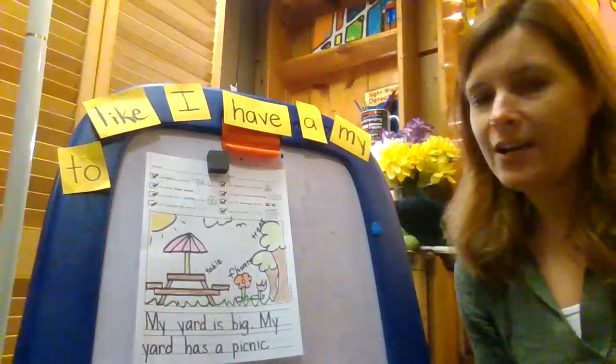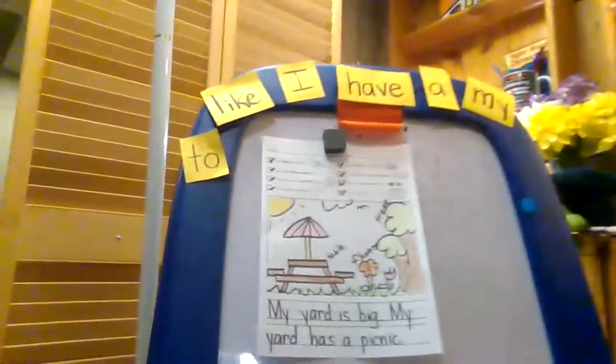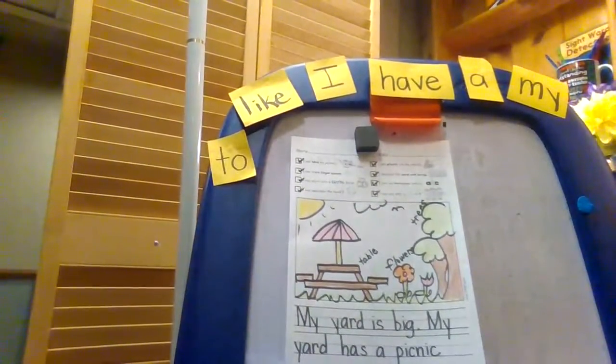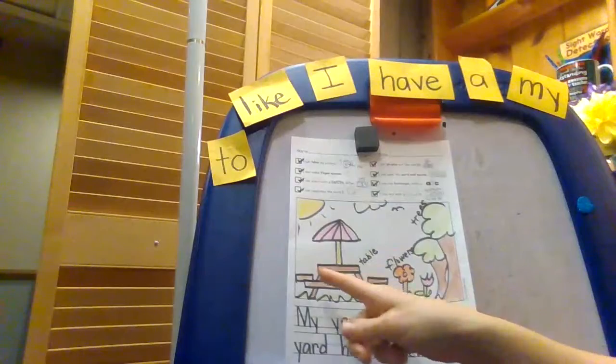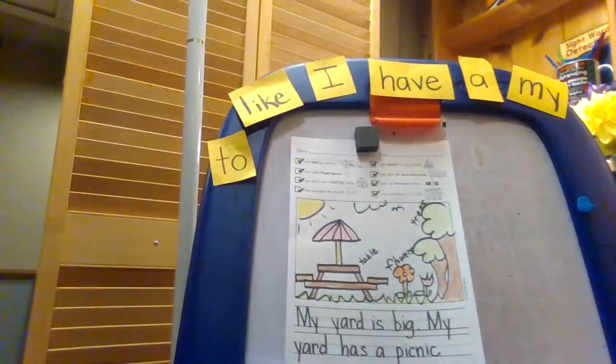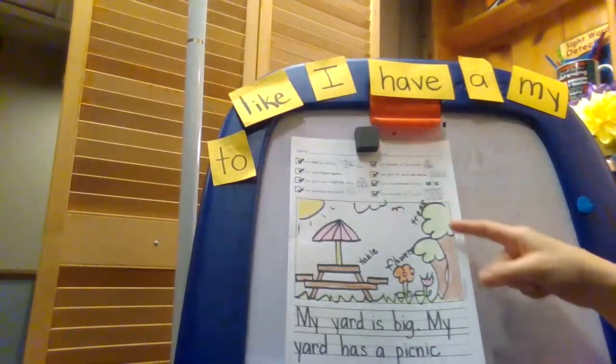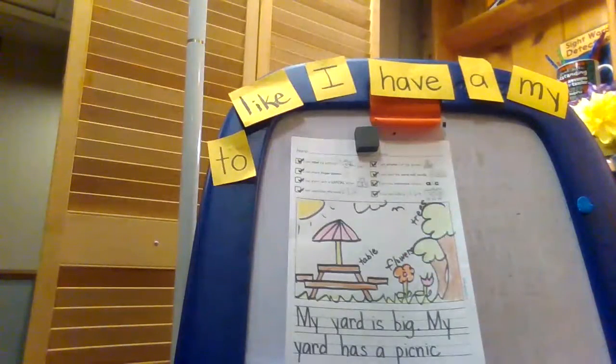Now, the setting that I chose here, I will turn you closer, would be my backyard. And I want to tell you about my backyard and what you would see in my backyard if you were to go in the backyard to play. Now, just looking at my picture and my labels, you can see that in my yard, I have a picnic table with an umbrella, and I have some trees in my yard and some flowers in my yard.